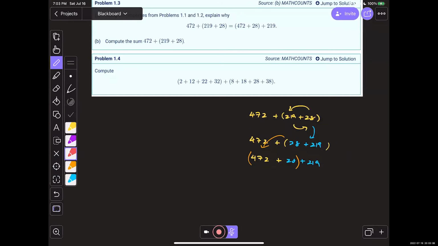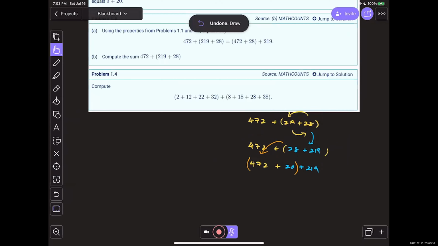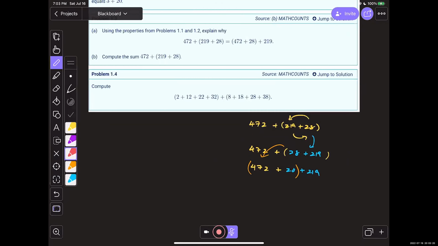Because 472 plus 219 plus 28 is equal to 472 plus 28 plus 219. So they're mostly the same thing, and you can use that equation since they mean the same thing. But why would you make it a different question in the first place? Why would you spend that time to change the equation? So you can make the question easier.